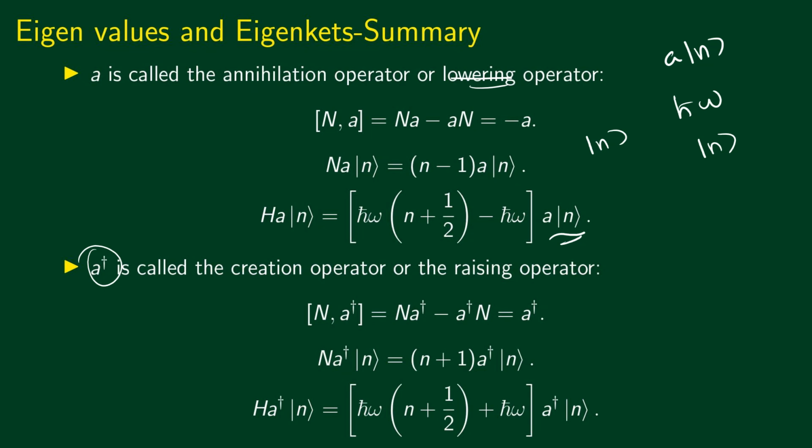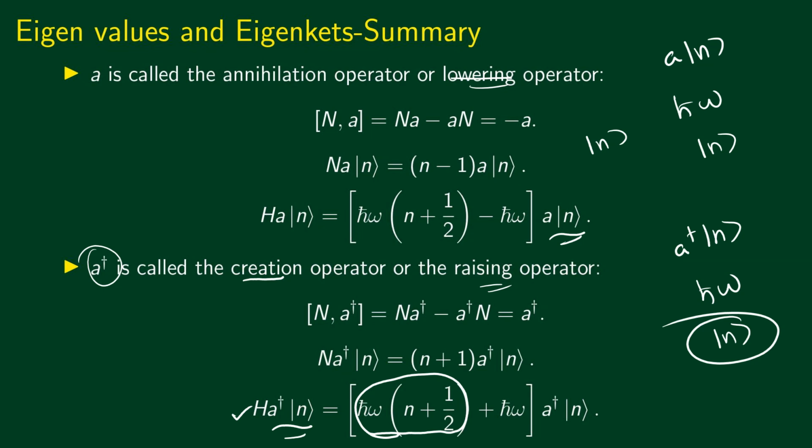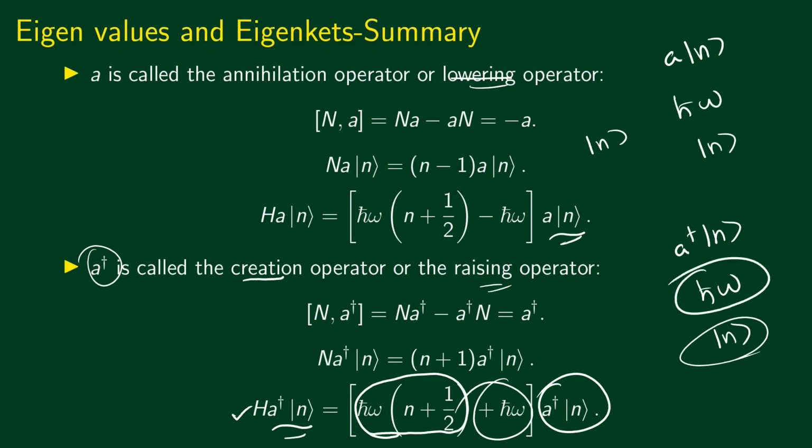We also called a dagger the creation operator or the raising operator, because we saw that a dagger acting on ket n is a state with energy h bar omega greater than the state ket n. That's what this equation means: H acting on a dagger ket n is h bar omega times n plus half, which is the eigenvalue corresponding to the state ket n, plus h bar omega, multiplying a dagger ket n. So a dagger ket n has a higher energy compared to the state ket n, higher by one unit of energy, h bar omega.